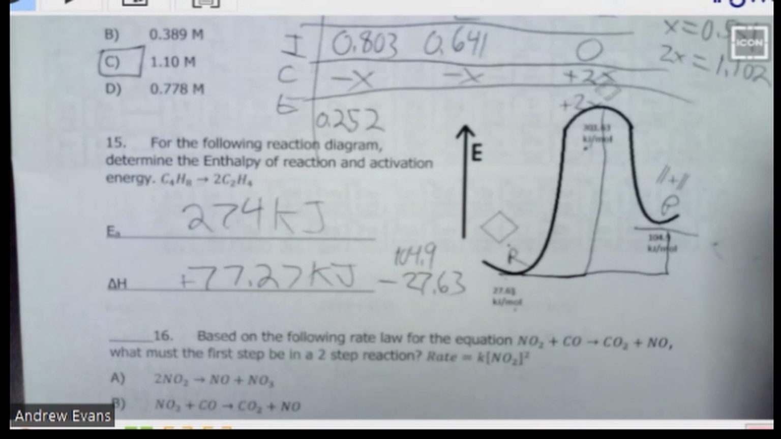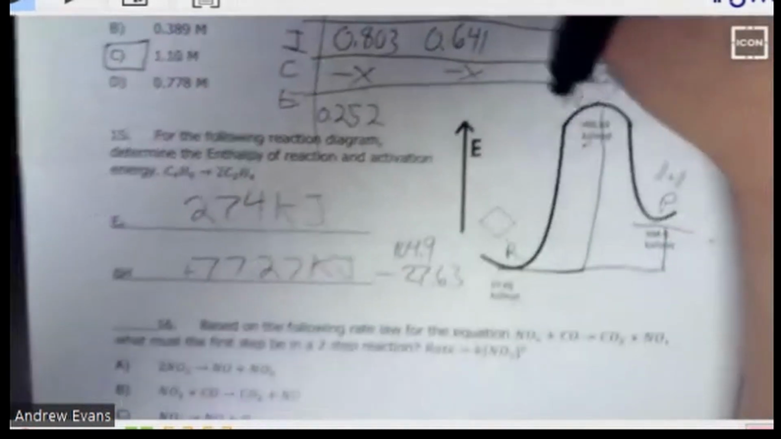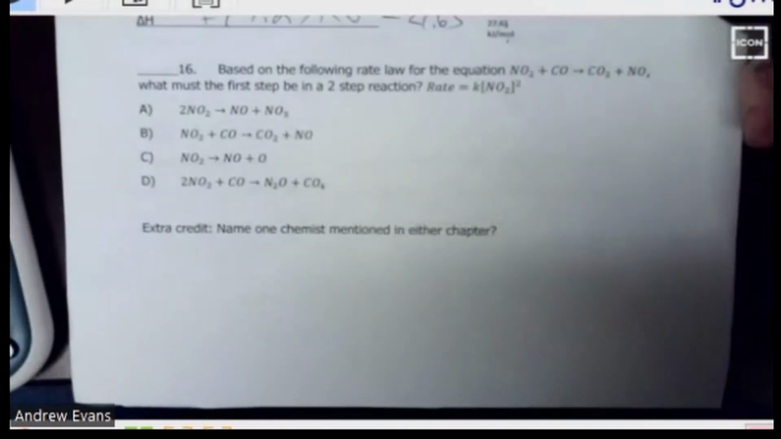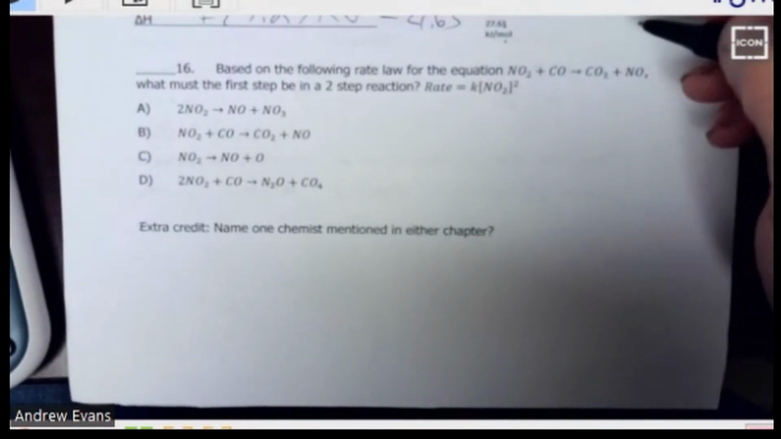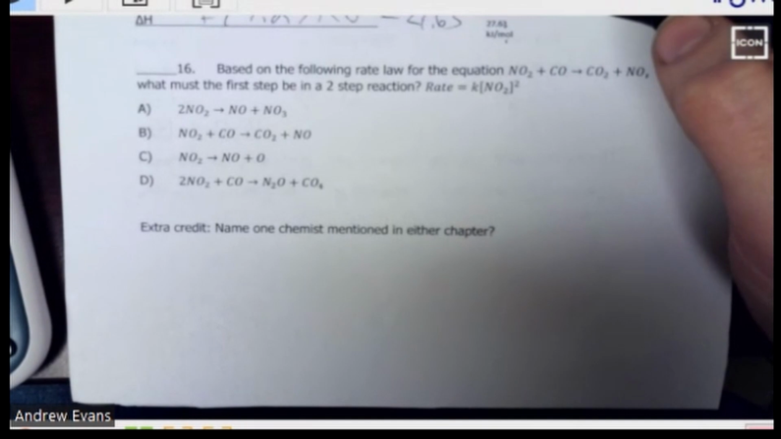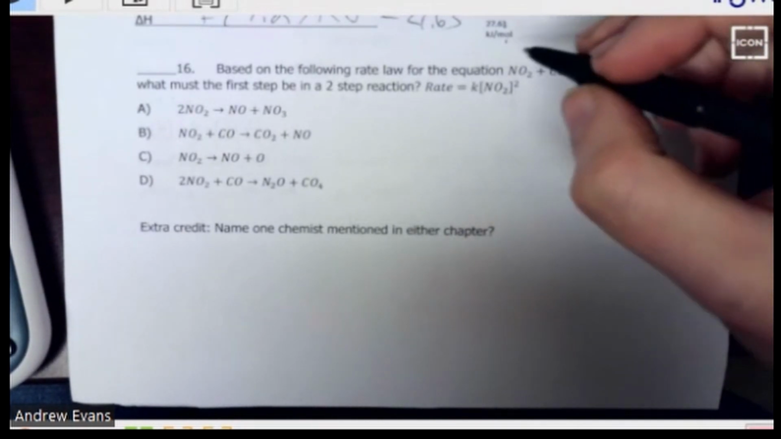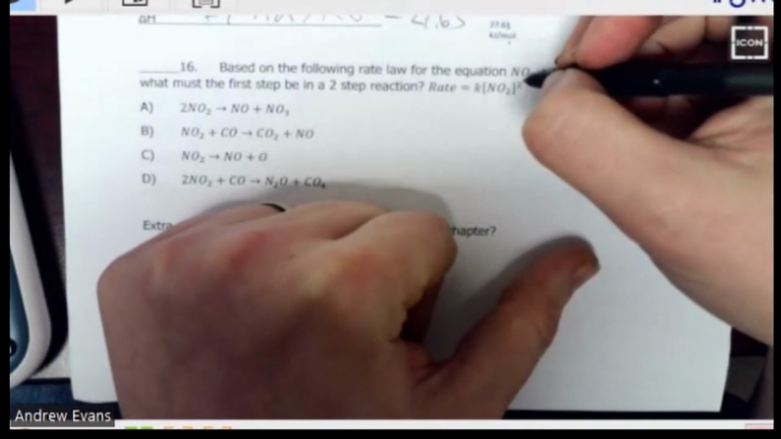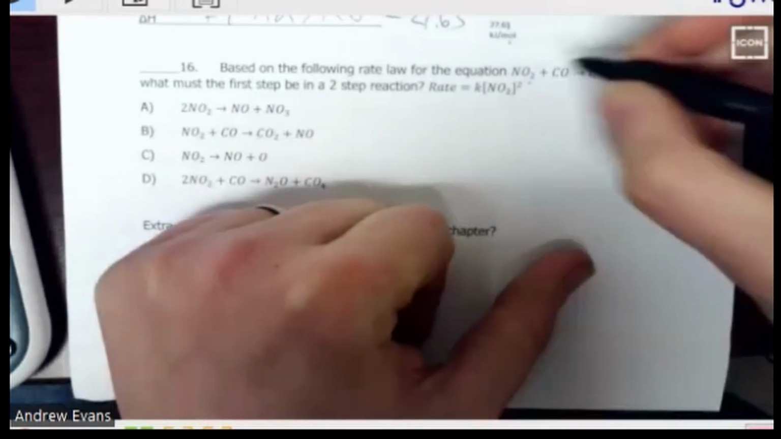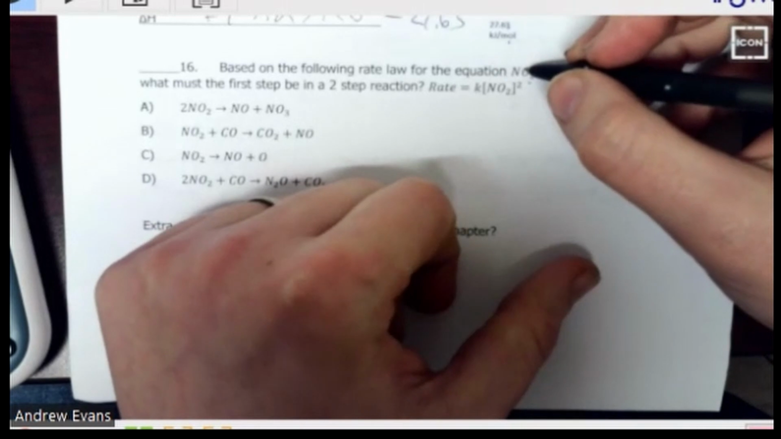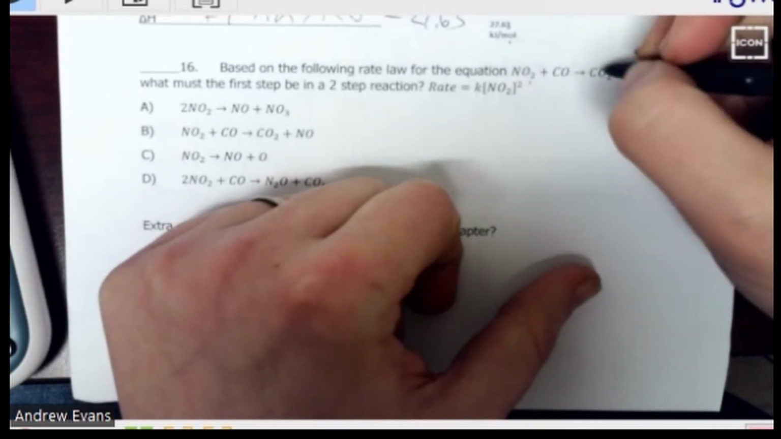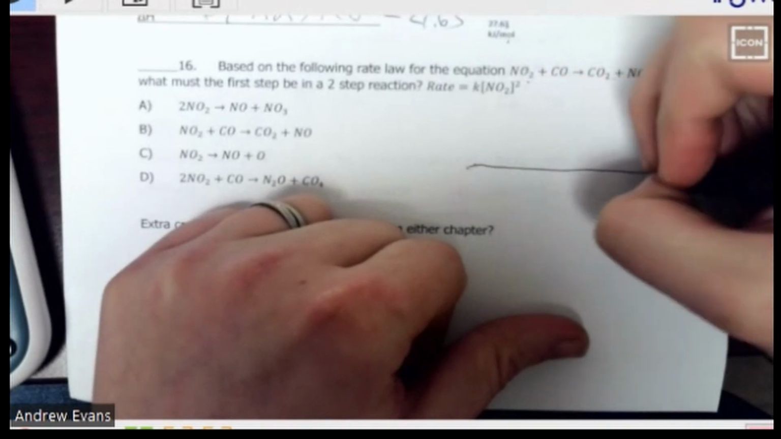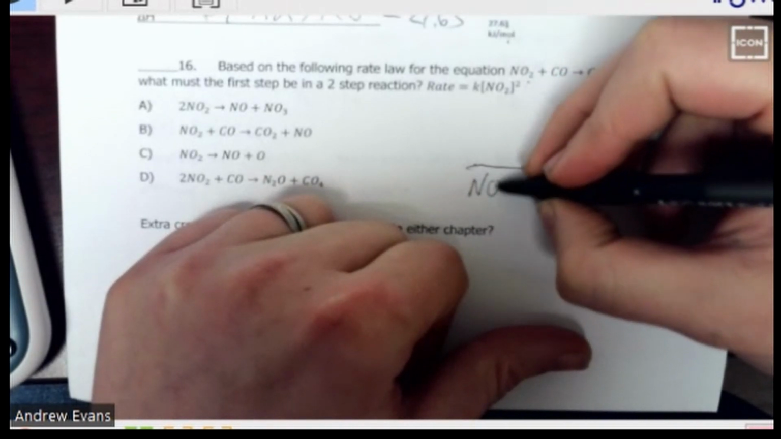Okay. Last one. Based on the following two rate laws of the equation NO2 plus CO, what must be the first step in a two-step reaction? Now, it was kind of hard. It's a two-step reaction. Step 1 and step 2 must add up to give you this. So no matter what, step 1 and step 2 must add up to give you this.